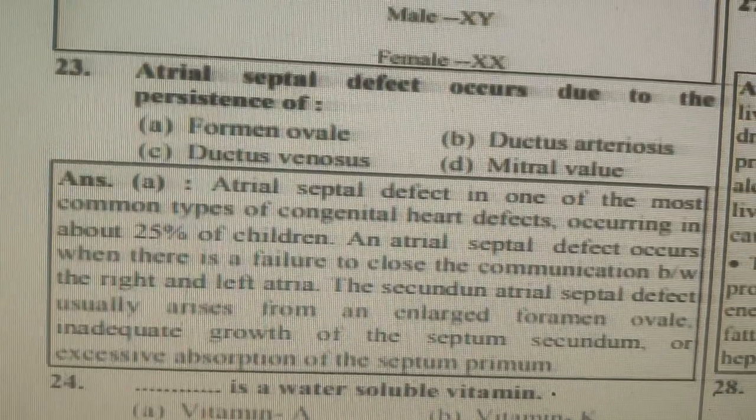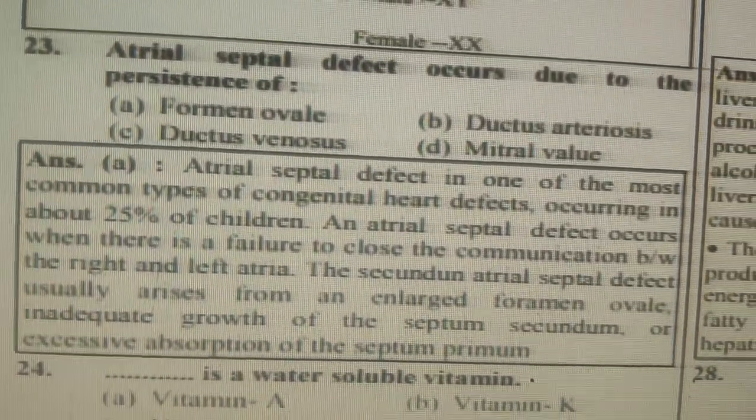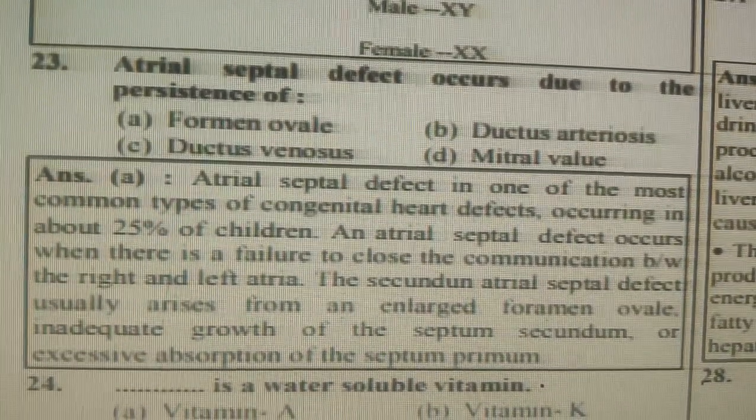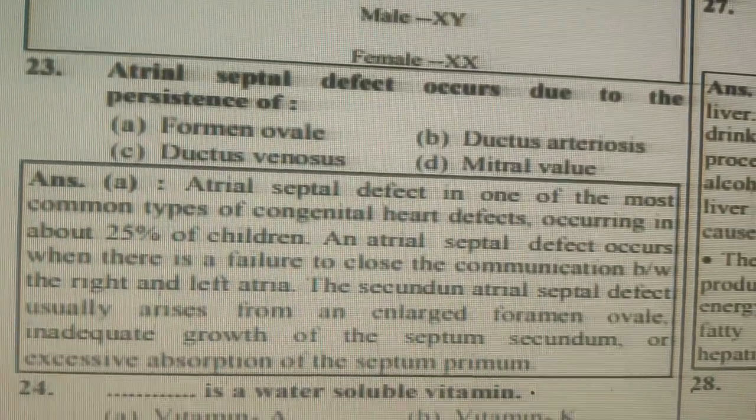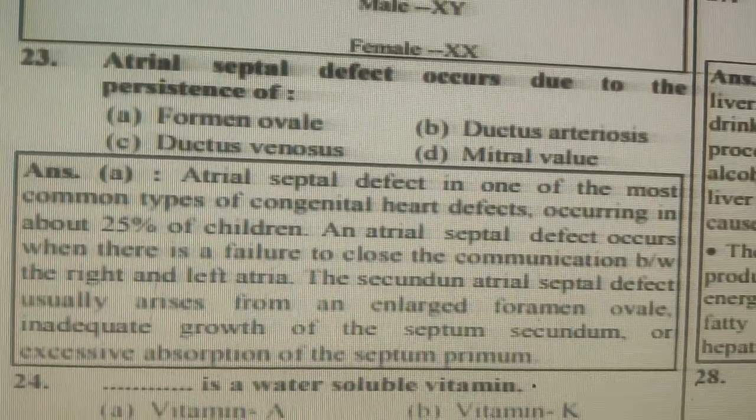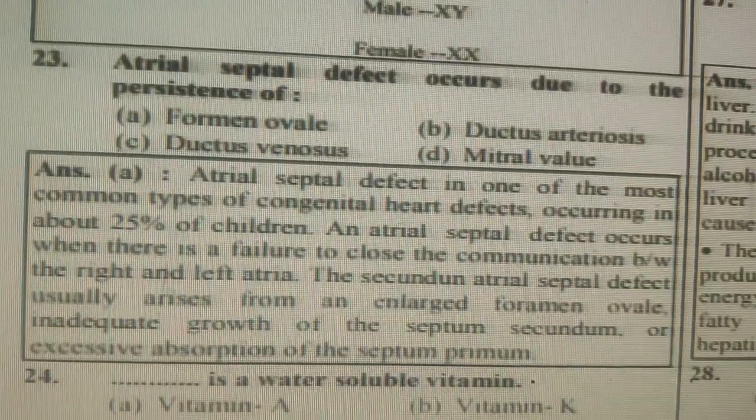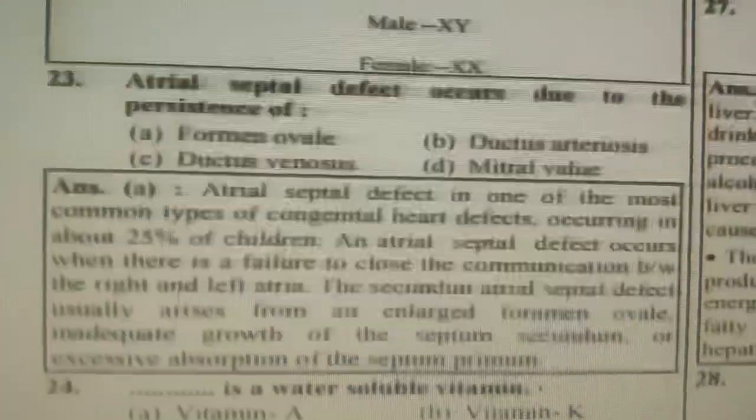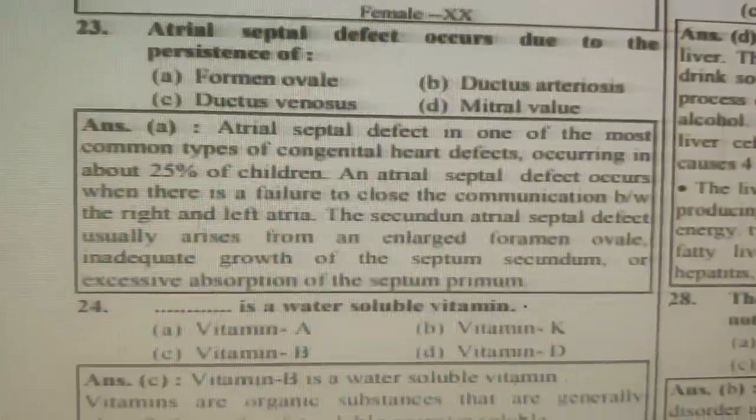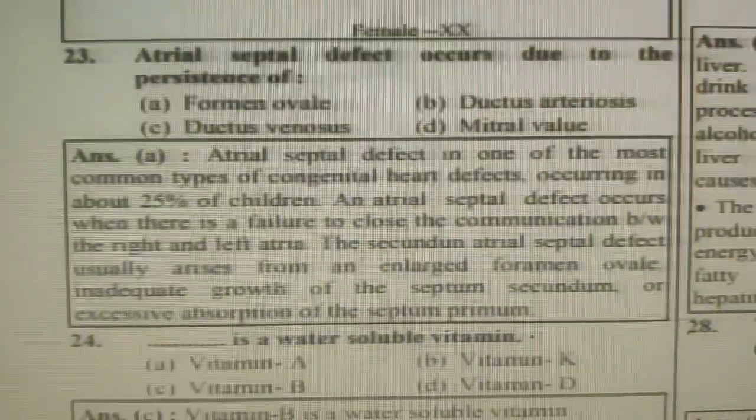Atrial septal defect occurs due to the persistence of: option A, foramen ovale; option B, ductus arteriosus; option C, ductus venosus; option D, mitral valve. Option A is the right answer. Foramen ovale.